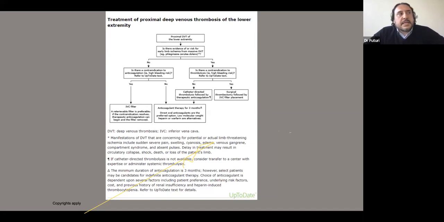However, do we use this routinely? And the answer really for DVT has been no. It has not really been shown to change outcomes. Some people have argued that it may help with what's called post-thrombotic syndromes, which can include chronic pain, chronic swelling. But these studies are not showing a very significant effect of thrombolysis unless we're talking about those high-risk patients.